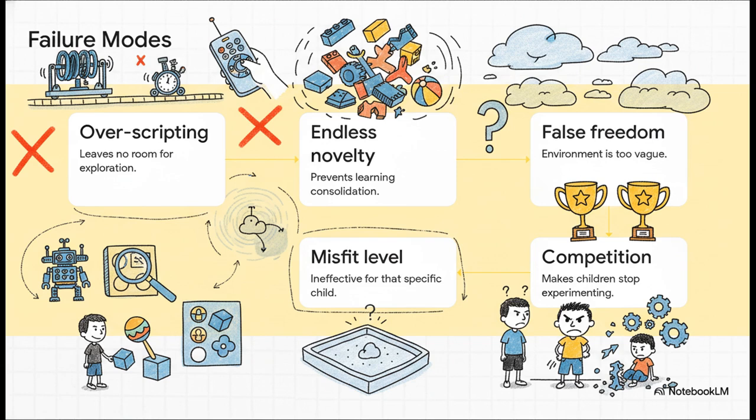Mistake 2 is endless novelty. Constantly throwing new toys at a kid prevents them from ever consolidating a skill. Mistake 3 is false freedom. Giving them an environment that is way too vague just leaves a child feeling lost and unsupported. Mistake 4 is competitive distortion. Overemphasizing winning makes children terrified to experiment. And mistake 5 is a misfit to developmental level. A design might be absolutely brilliant for one child, but totally useless for another.